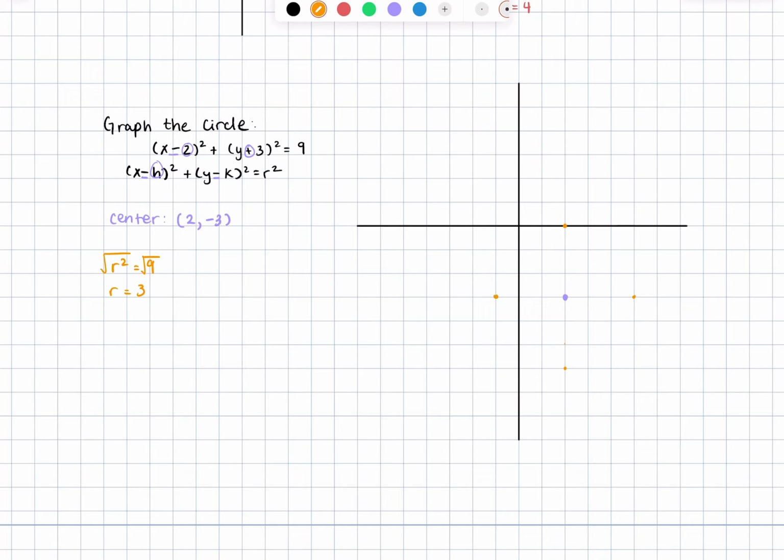All I have to do now is connect these points by drawing. I know it's not perfect, so let's try again. You can just drag if you can. Okay, that's good. So this is your circle for this equation right here.